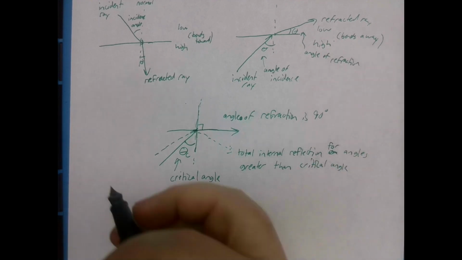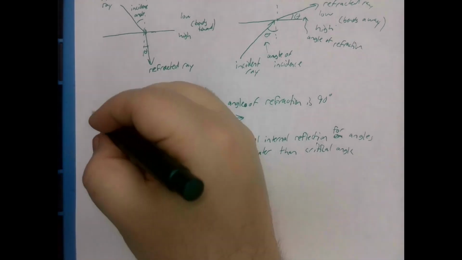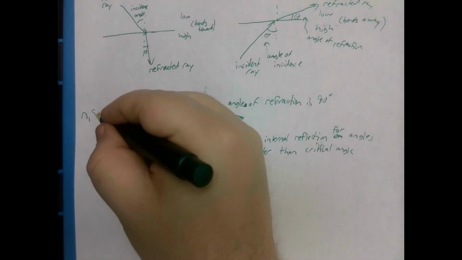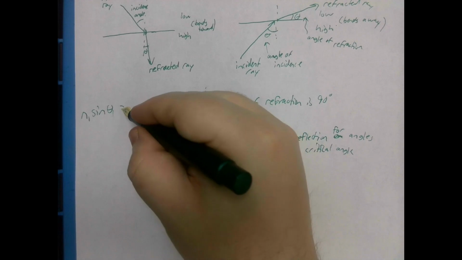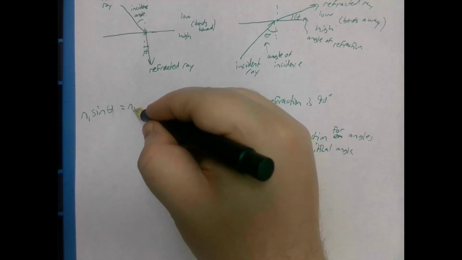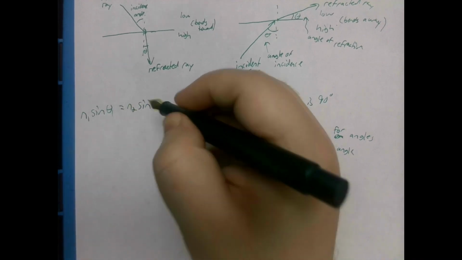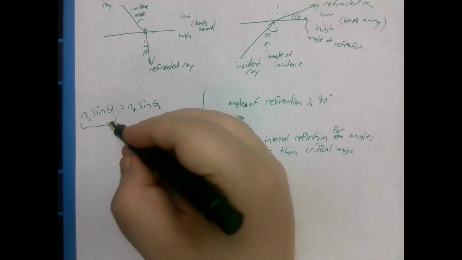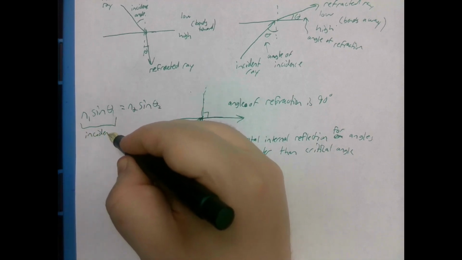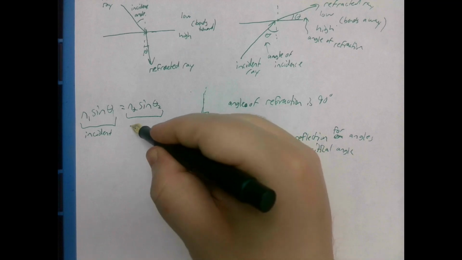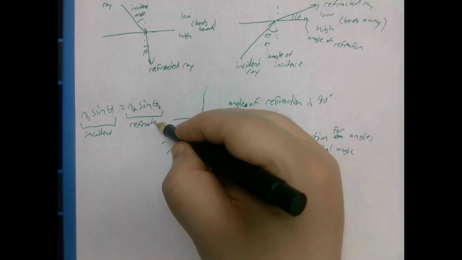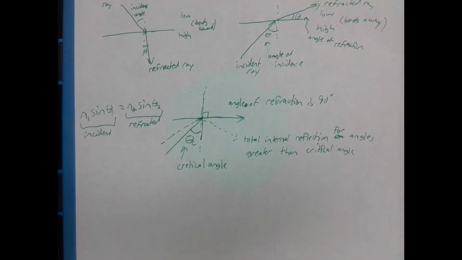The major equation for this is N1 sine theta 1 equals N2 sine theta 2, where this side is your incident side and this is your refracted side, or initial versus final.